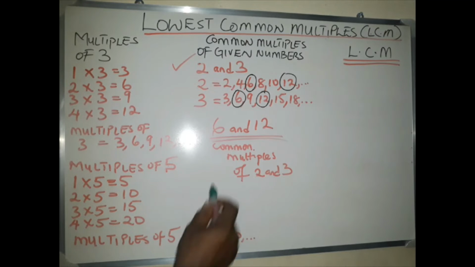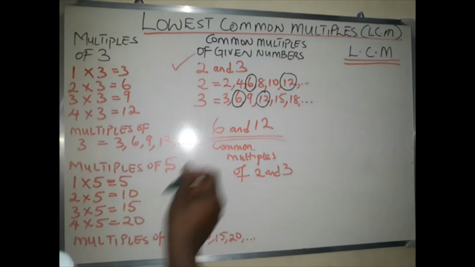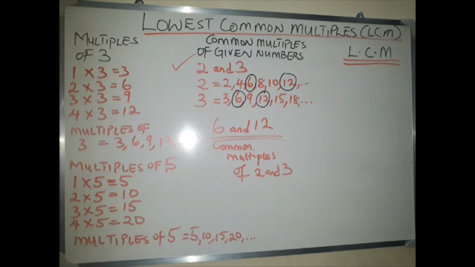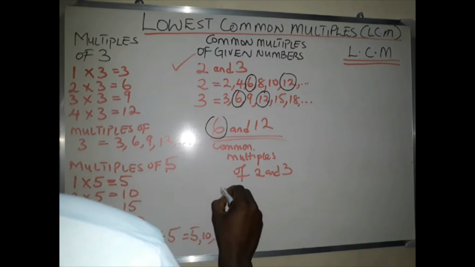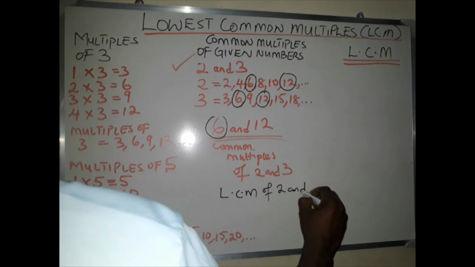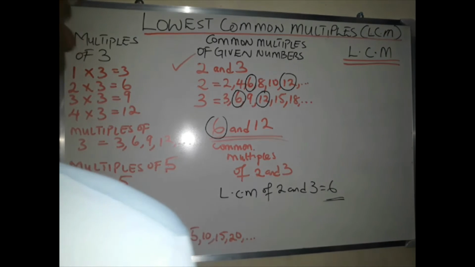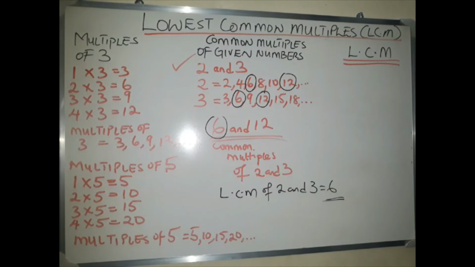Now, here we have 6 and 12 as common multiples. But out of these, the smallest number is 6, which means that 6 will be the LCM of 2 and 3. The LCM of 2 and 3 will be 6 because it is the smallest common multiple of 2 and 3, which is the smallest number that 2 and 3 can divide without a remainder. I hope you understand that.